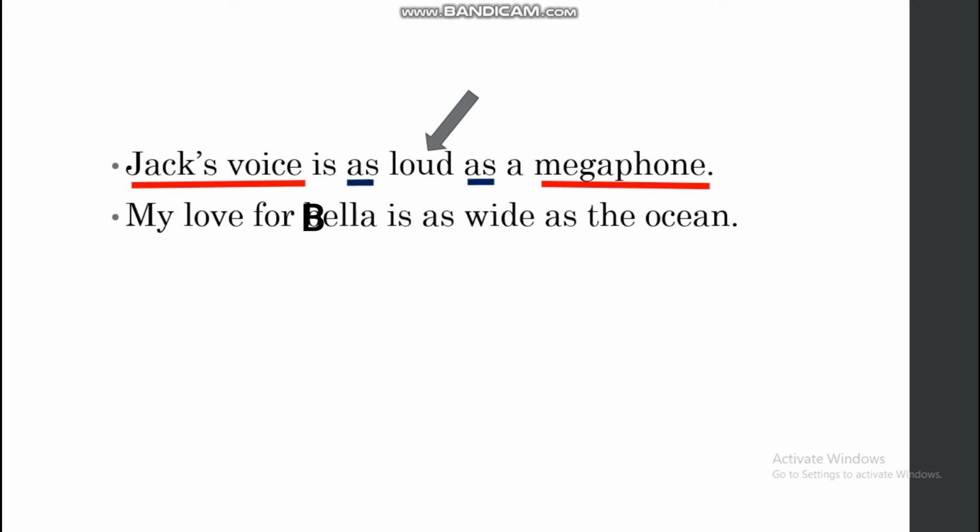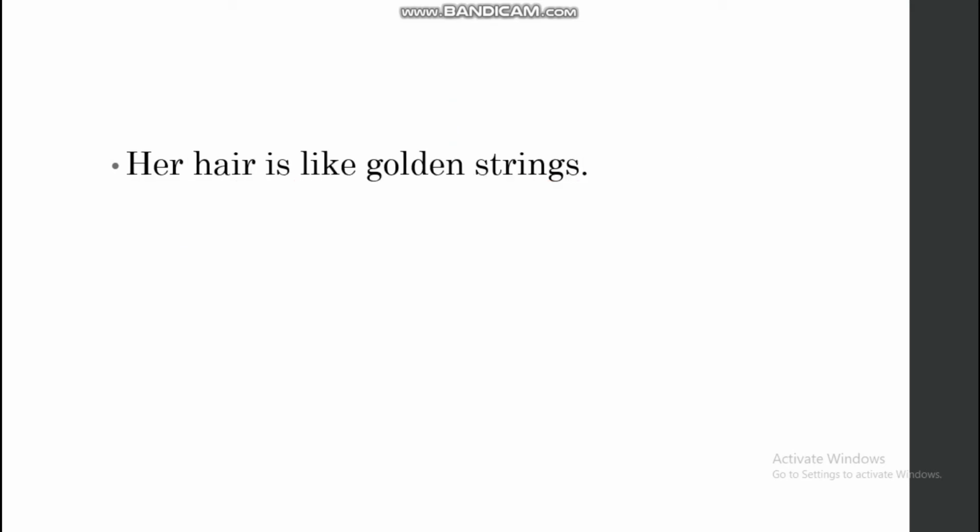Next sentence, my love for Bella is as wide as the ocean. Two things being compared, love for Bella and the ocean. So what is the attribute of an ocean? It is wide. We used as. So what does this sentence really mean? It can mean that his love for Bella is forever and unending, just like the wideness of the ocean. That is how we use the word as in comparing two things, or in simile. We can also use the word like.